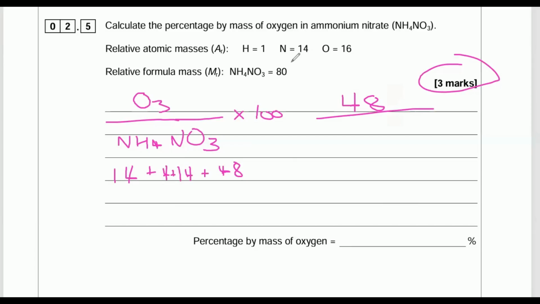Why am I adding it up? Oh my gosh, have you ever seen someone so thick? There's 80 there. They've given us the thing to save us adding it up. So it's 48 over 80 times 100. And that's for all the marks. 60% of ammonium nitrate is oxygen, and that's going to get you 3 fat marks. So you're going to get a mark for working out that that was 60. You're not going to get a mark for working out the 80 because they gave it to you. So even if you added it up because you didn't pay attention, 48 over 80 times 100, and you get 60%. Beautiful. Let's move on.